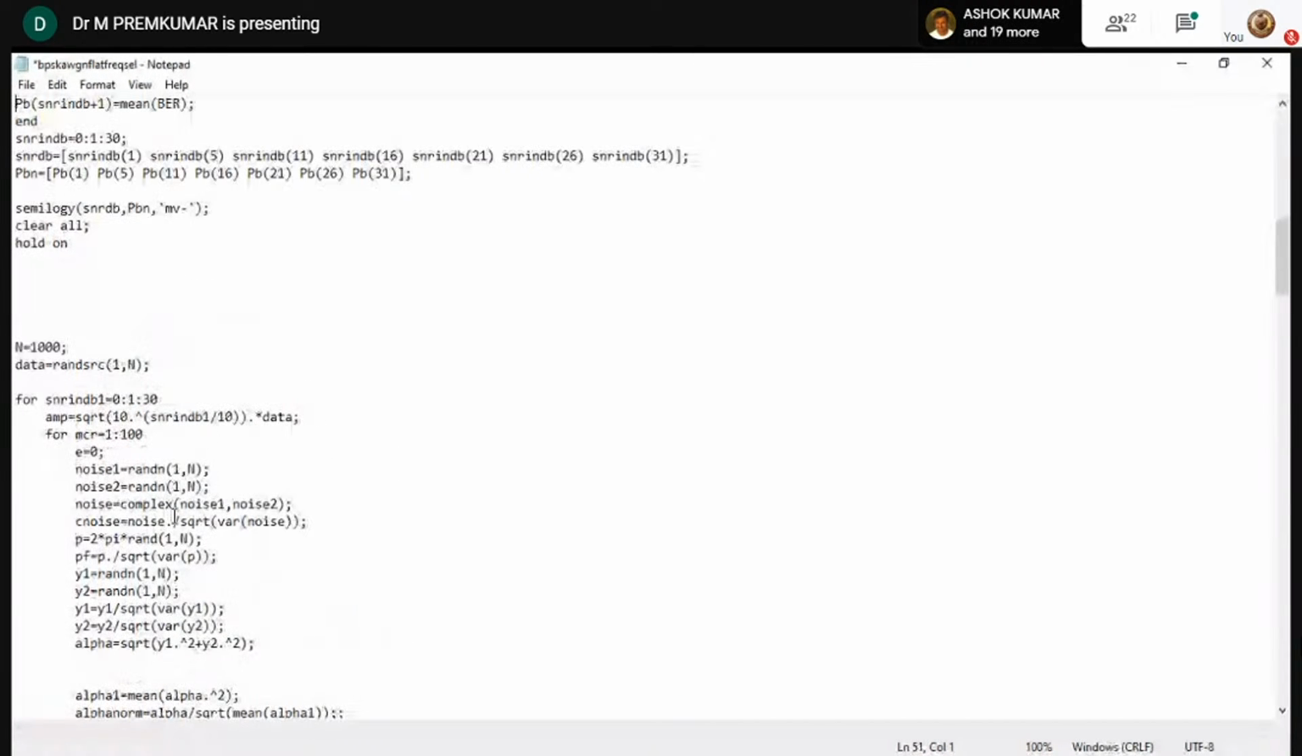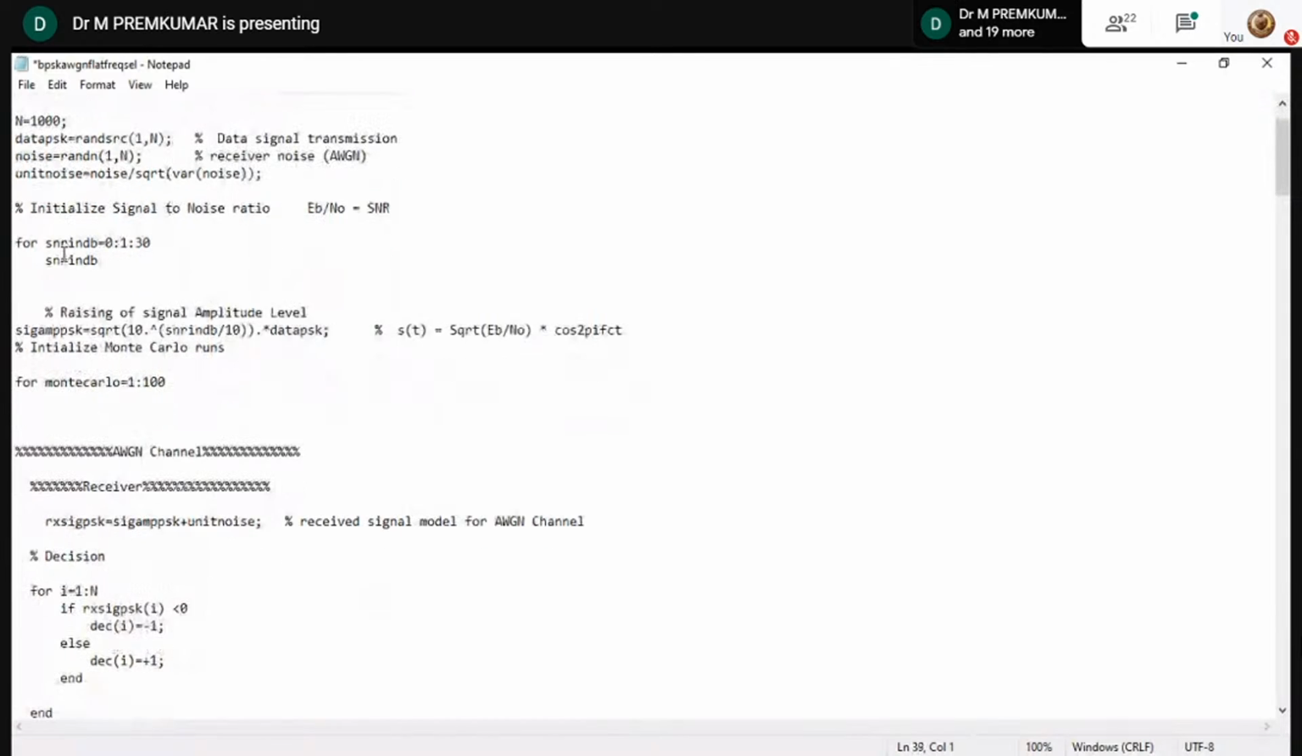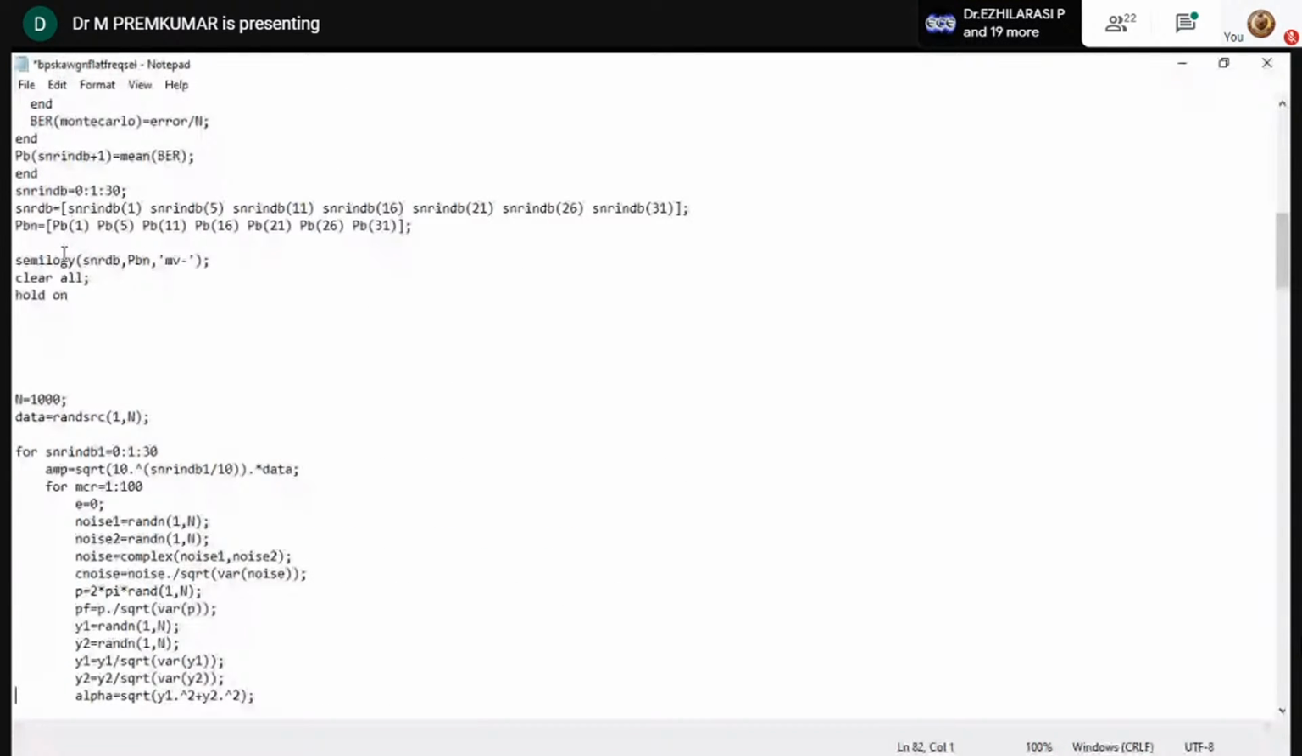So this is a small programming segment for the AWGN channel, which we can use for any modulation scheme. Then this is semi-log y. These are all self-explanatory. Then what we'll do is help you simulate flat fading channels.